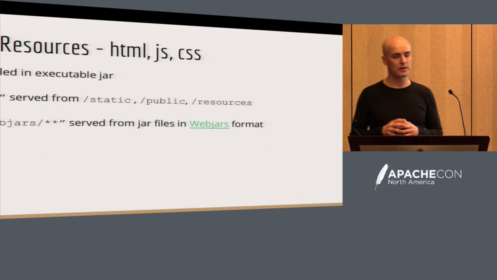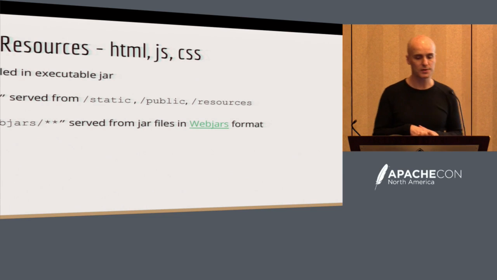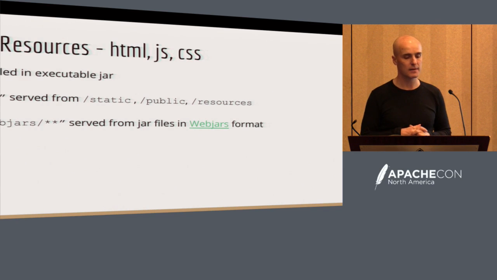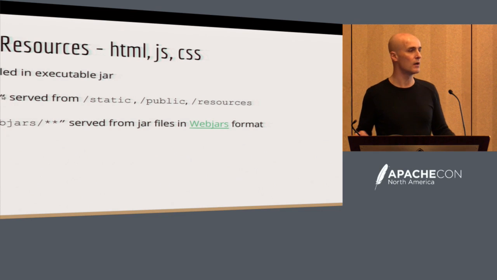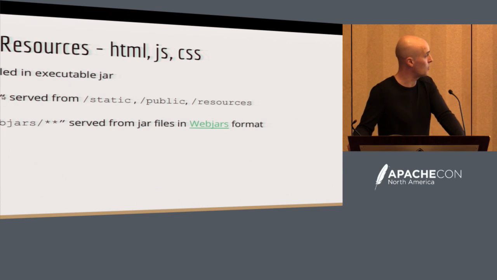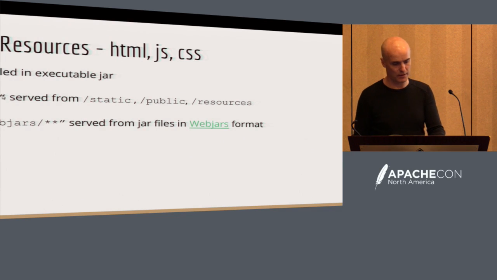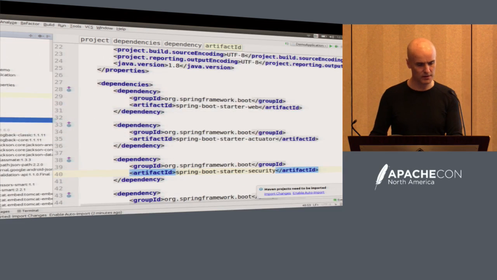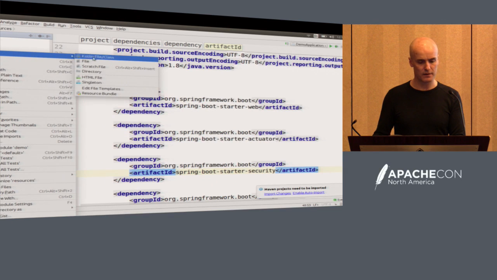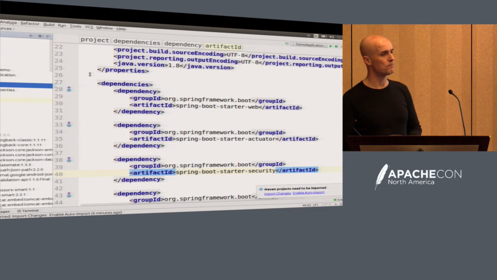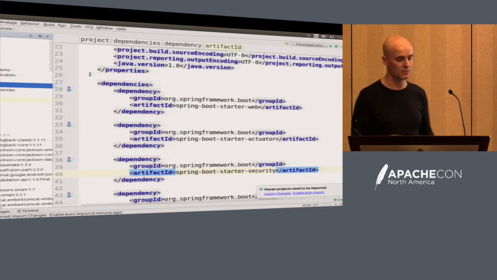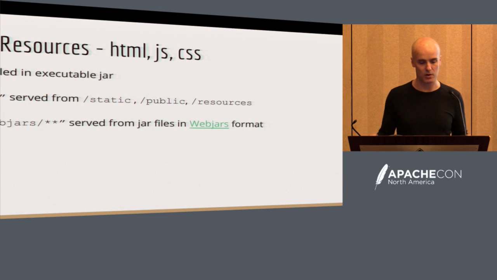For web applications, it's very important to work with static resources like HTML, JavaScript and CSS. Typically, these will be bundled in the executable jar. So again, we have an executable jar with everything in it. The /** from the very top will be mapped to one of these different directories. So if I go into my project, under resources, I can create a directory called static. And I can begin to add different static resources here, and those will be available to be served from the class path out of the box.